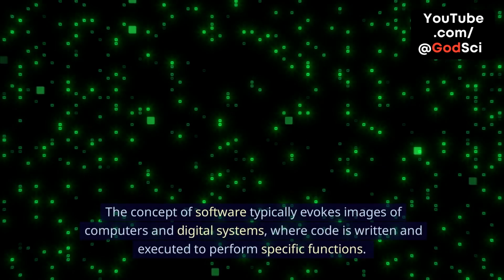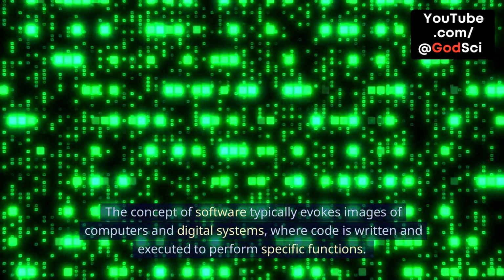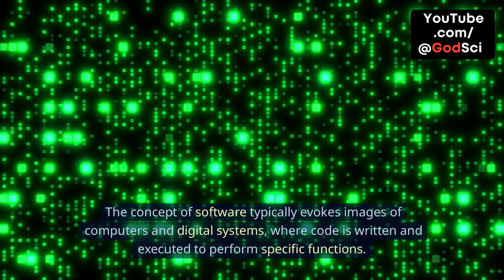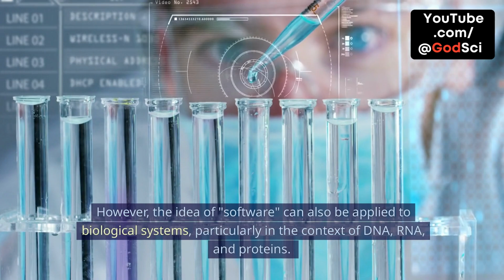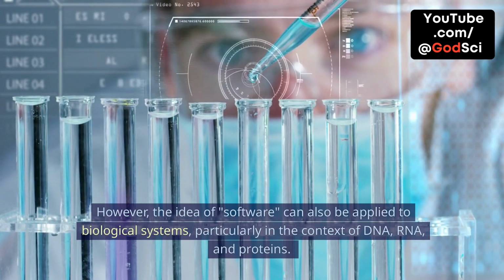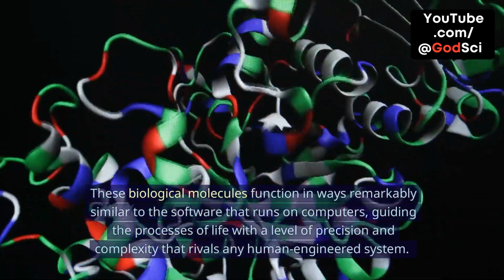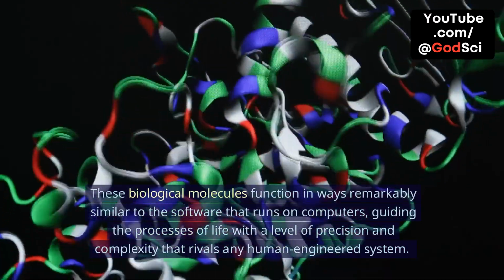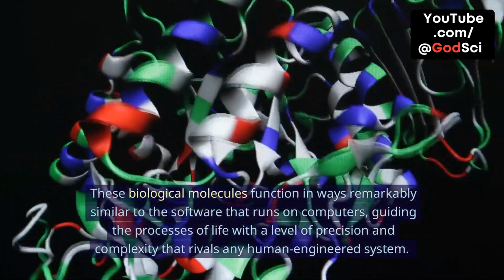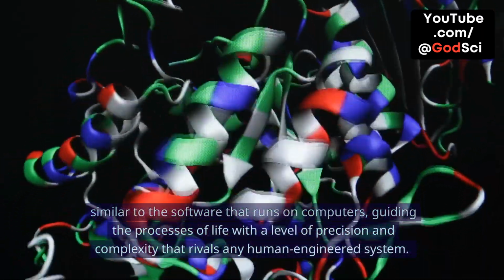Introduction. The concept of software typically evokes images of computers and digital systems where code is written and executed to perform specific functions. However, the idea of software can also be applied to biological systems, particularly in the context of DNA, RNA, and proteins. These biological molecules function in ways remarkably similar to the software that runs on computers, guiding the processes of life with a level of precision and complexity that rivals any human-engineered system.